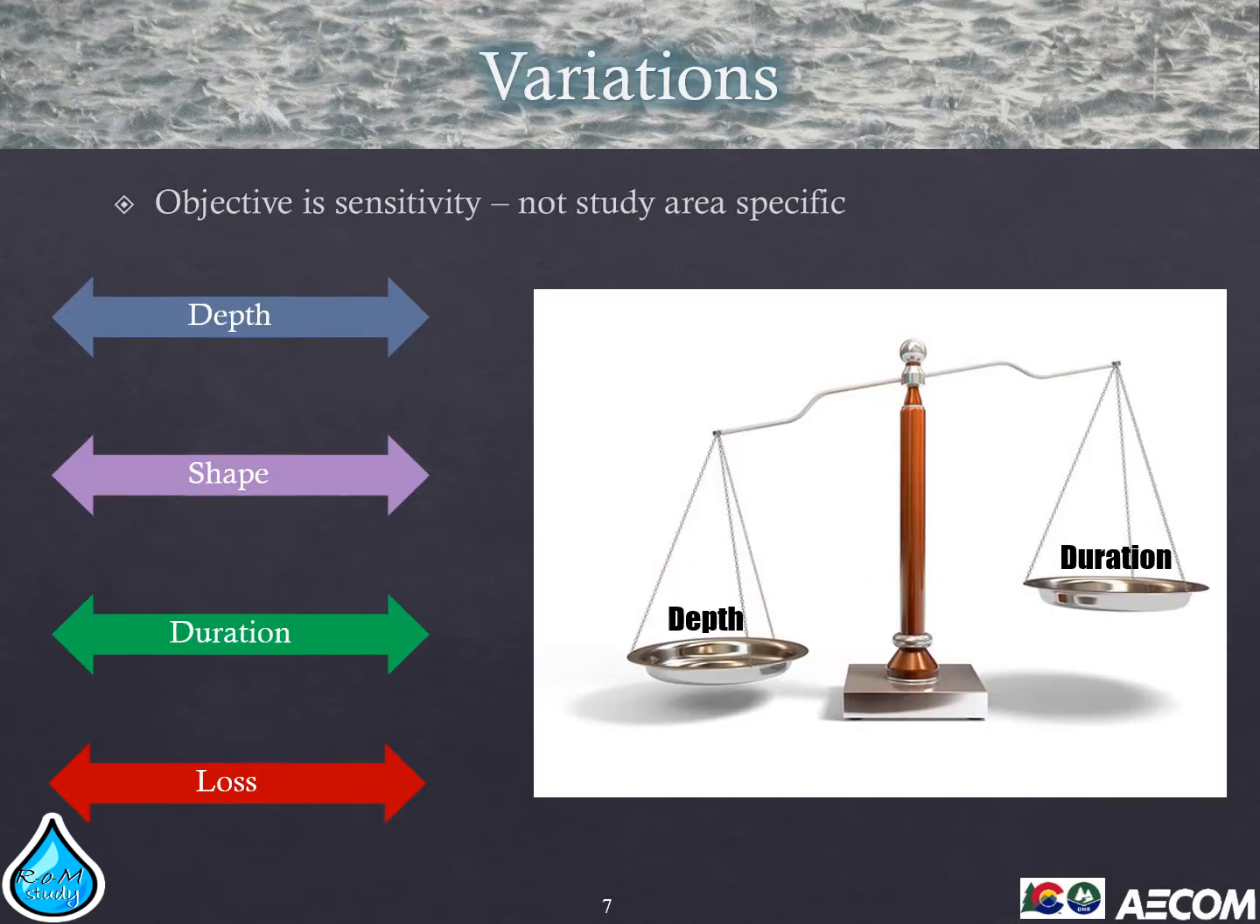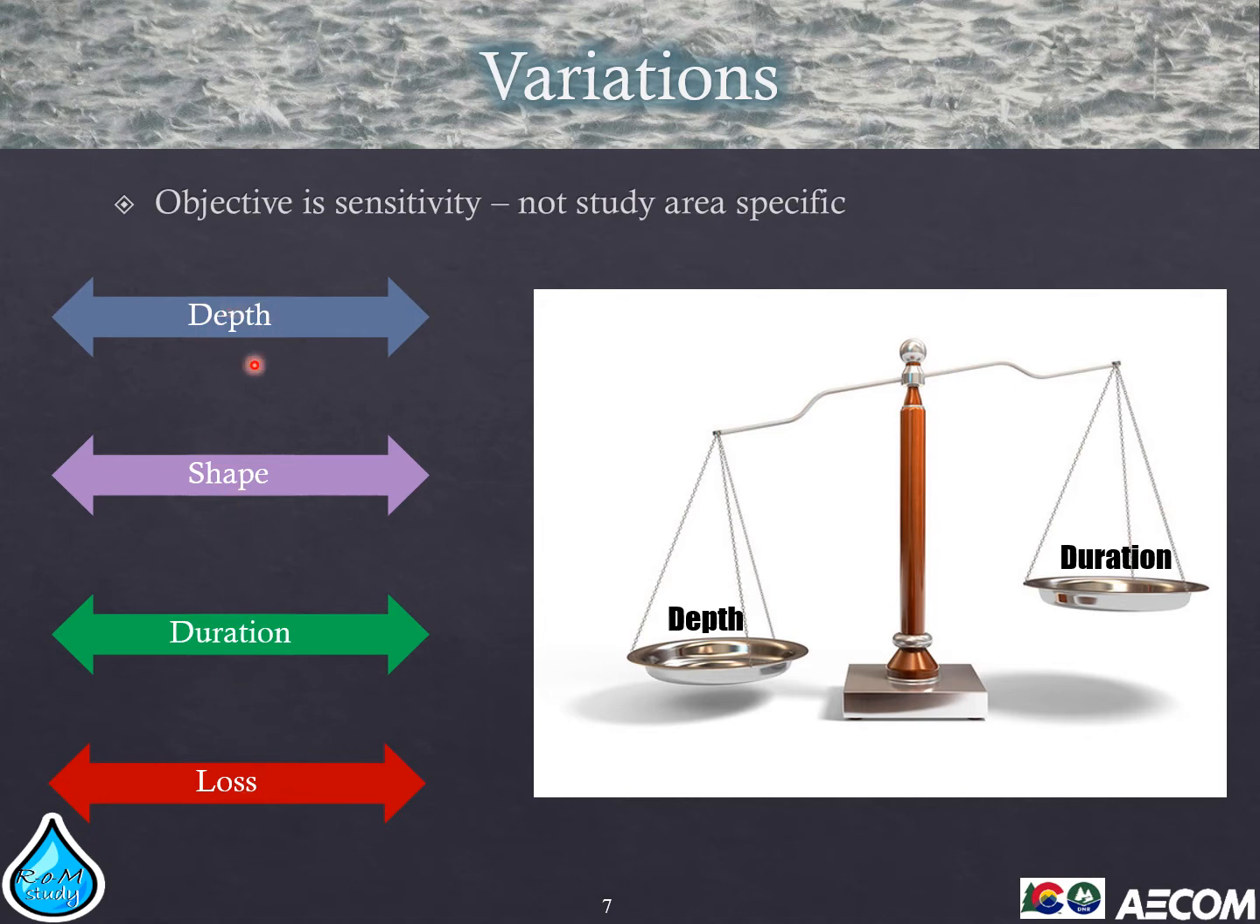An important distinctive of this study is that the objective was to look at the sensitivity of how input parameters affect the results, and not necessarily to determine what was the most appropriate parameter to be used for the study area. So if you look on here, I've just got an example of several different input parameters that might affect hydrology. And usually we just use the median straight in the middle.